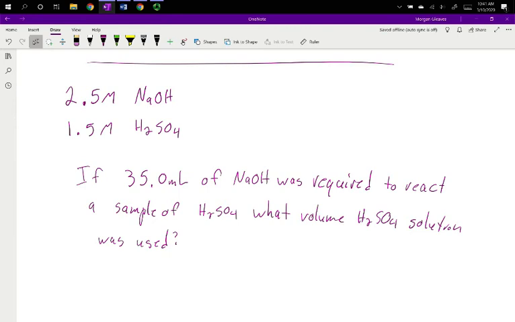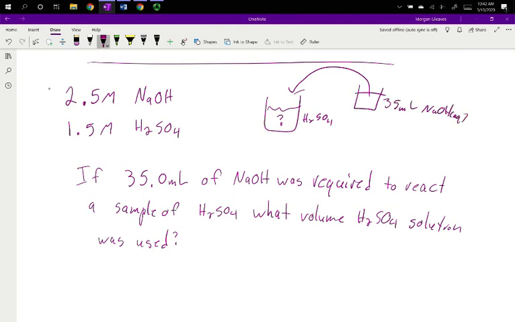So to start us off, I have a 2.5 molar sodium hydroxide solution. I have a 1.5 molar H2SO4 sulfuric acid solution. That's a diprotic acid. Somebody poured some volume of acid into a beaker. We don't know how much, but we do know that it's going to take us 35 milliliters of the NaOH solution to perfectly react with it. So the question is, what was that volume? How much sulfuric acid solution did we use?